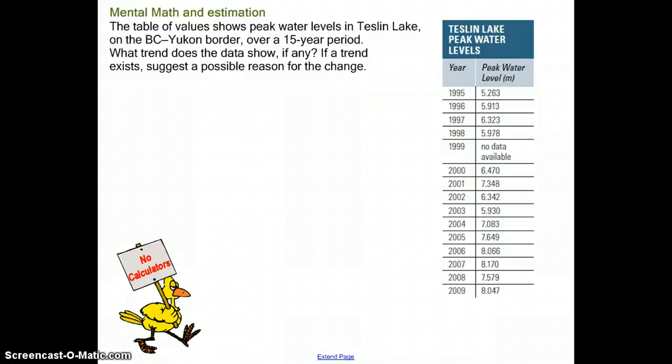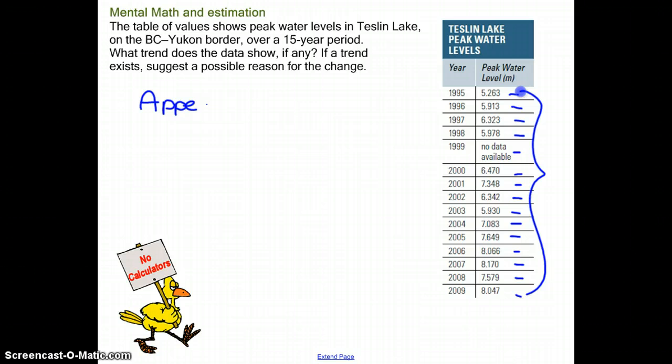Next, we're doing mental math. Please do not use calculators for this, although I don't know how you would. We're talking about peak water level as the years have gone by. Here we don't have a scatter plot, but we do have a table of values. Look at these values. Is there a general trend? Here we're starting off with 5s and 6s, and then we go to 6s and 7s, and then we end up with 7s and 8s. So overall, it appears to be increasing.